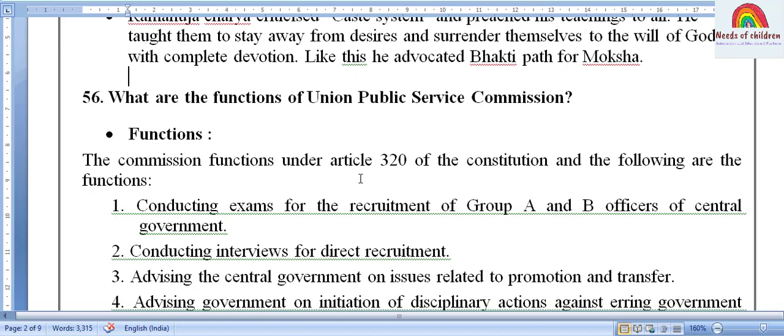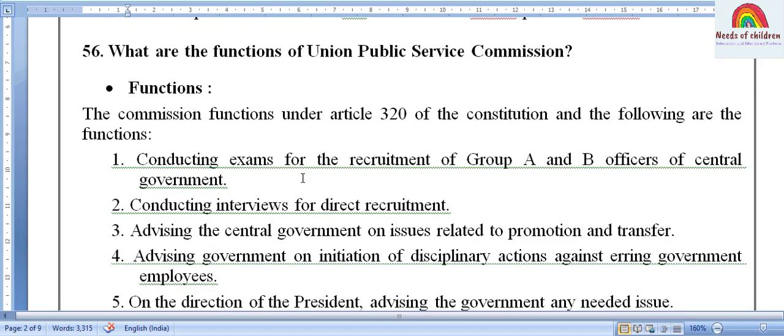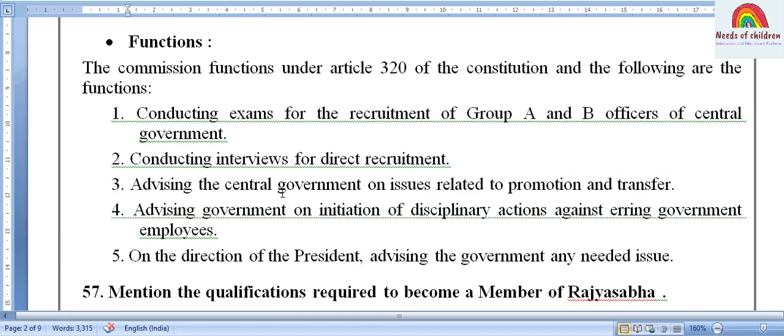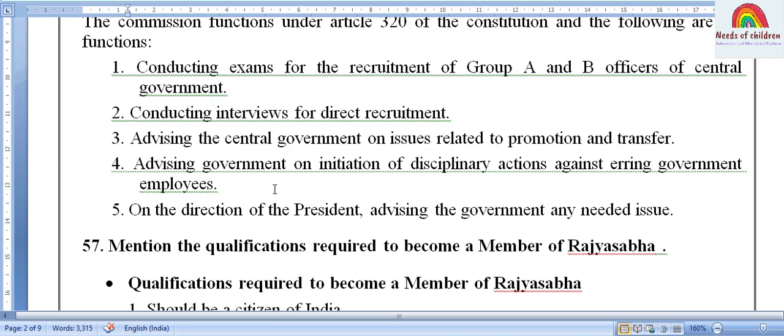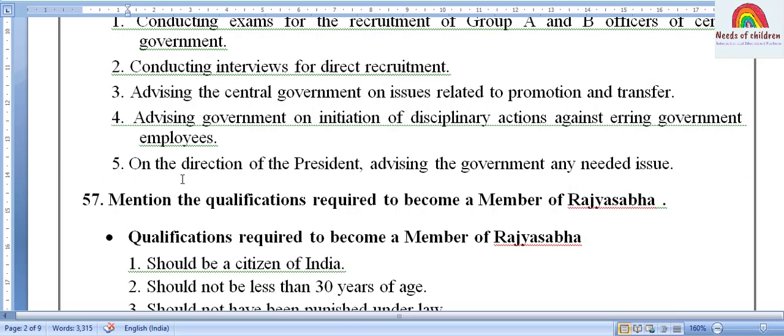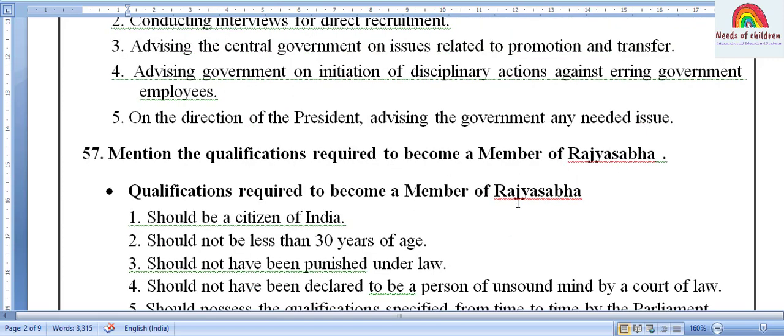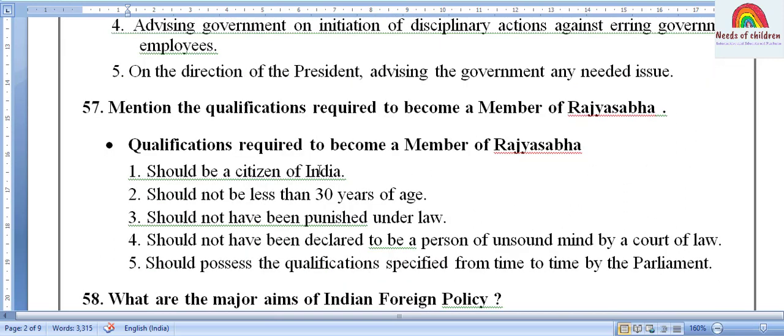The commission functions under Article 320 of the Constitution and following are the functions: conducting exams for the recruitment of Group A and B officers of central government, conducting interviews for direct recruitment, advising the central government on issues related to promotion and transfer, advising government on initiation of disciplinary actions against erring government employees, and on the direction of the president, advising the government on any needed issues. So these are the points for the answer. Let's move on to the next question.